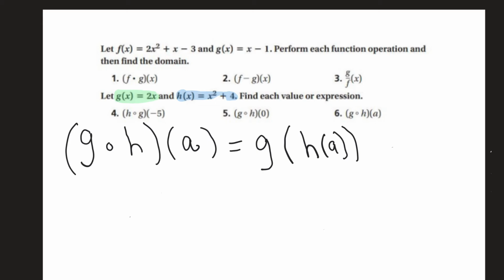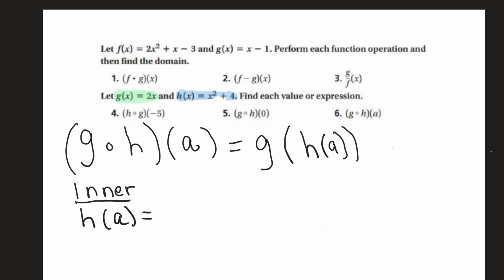So let's stop the video, and I want you to think, what was the difference between questions 4 and 5 and 6? That's correct. We have a variable, but we're going to do the same process. Focus your attention on the inner. Evaluate the inner. So you have h of a.